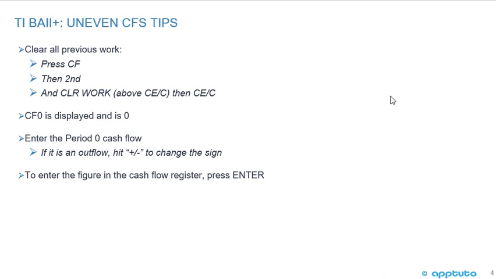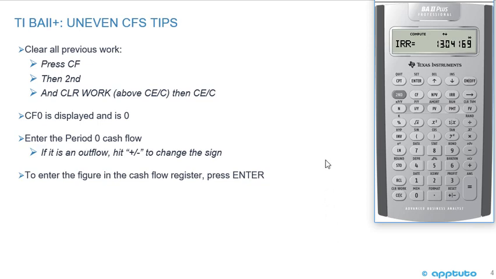So if that was just a little bit too quick for you and you're still working on getting your calculator skills up to speed, I just have a couple of slides here just to show you the steps. So you can see I'll bring up the calculator again. And so to clear previous work, I'm going to press my cash flow, and I'm going to do second, and then clear work, which is above the CE/C key. Okay, so I just hit that, and I've cleared it.